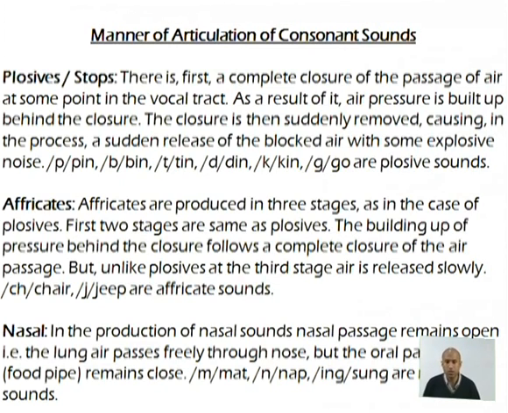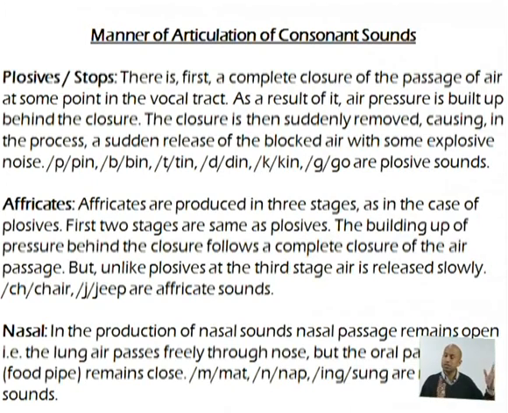Okay, these are plosive sounds. Just for you to know, plosive means a bit of air comes out when you say these sounds. It will become much clearer when, of course, we do each of these individual sounds like p, b, t, d, k, g. Yes? Affricates. Now, affricates are produced in 3 stages, as in the case of plosive.